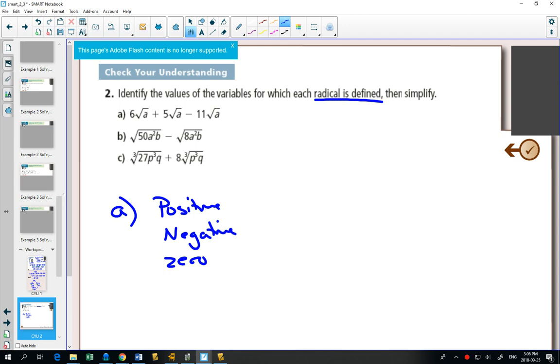Here we have the square root of a. Can you plug in a positive number for a? Does that work? Yes. So positive numbers are good. What happens if you plug in a negative number for a? Negative numbers would cause you to take the square root of a negative. That's not possible. Can you take the square root of 0? Yes. So where this function is defined is when a is bigger than or equal to 0.